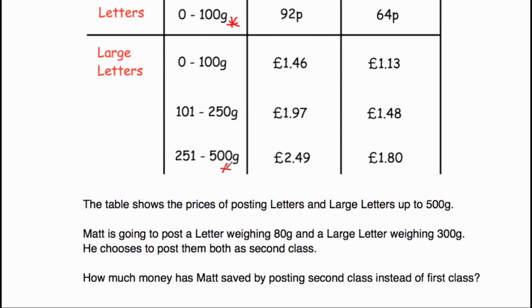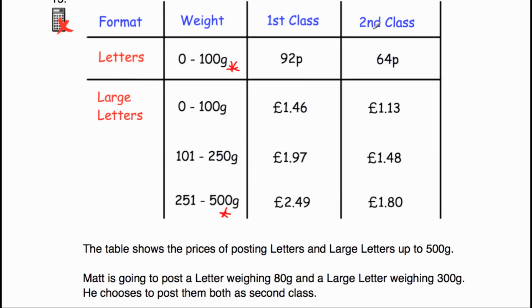So that would be here, 300 grams. And he's going to post them both as second class. How much money has Matt saved by posting them second class rather than first class? So he's going to post them second class rather than first class, and we've been asked to work out how much money he saves. So what we need to do is work out the total price for posting them using second class, work out the total price for posting them first class, and take them away.